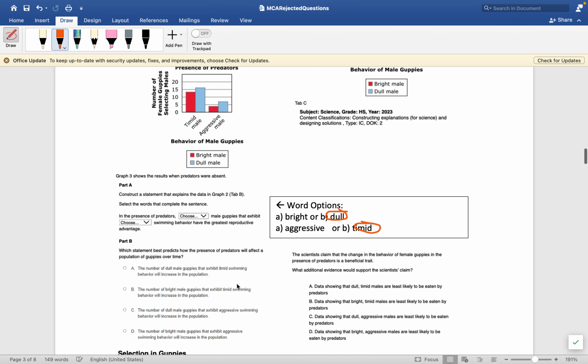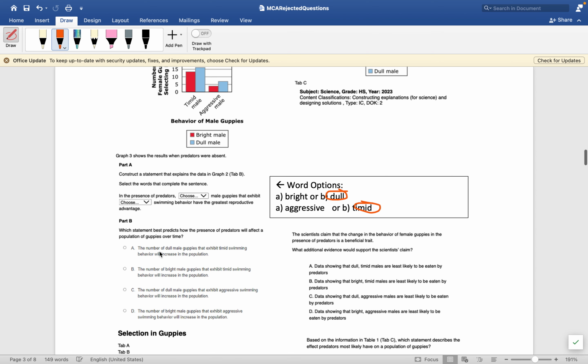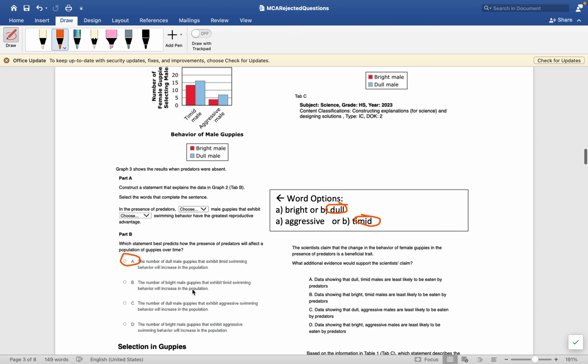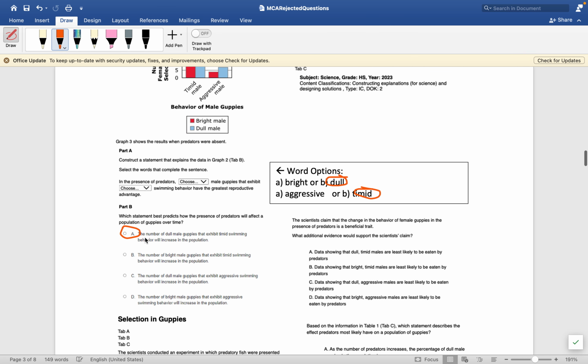Which statement best predicts how the presence of predators will affect a population of guppies over time? The number of dull male guppies that exhibit timid swimming behavior will increase the population. Well, that's a true statement. The number of bright male guppies that exhibit timid swimming behavior will increase. I guess you could argue for that, but our timid dull males outnumber, so A still holds.